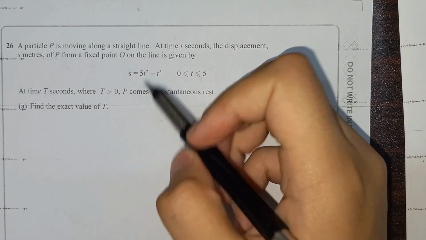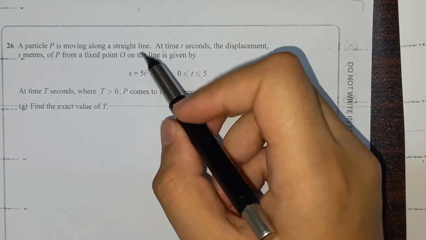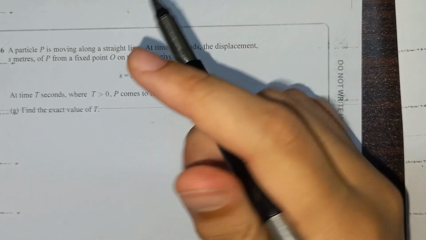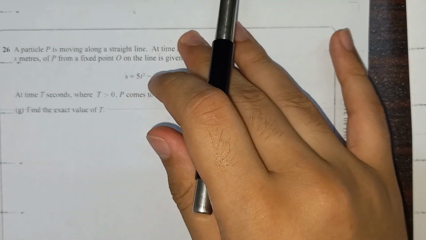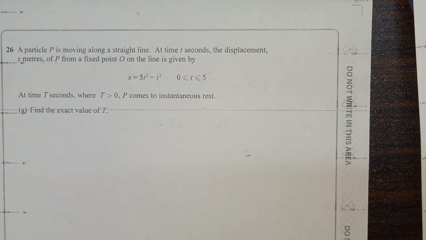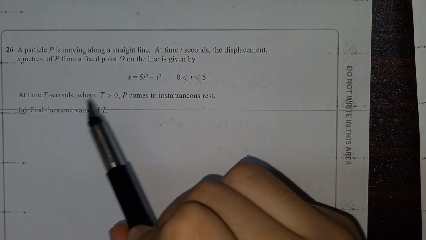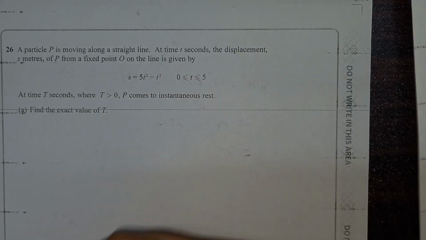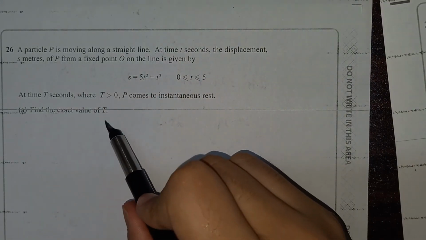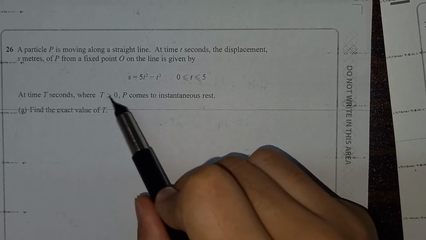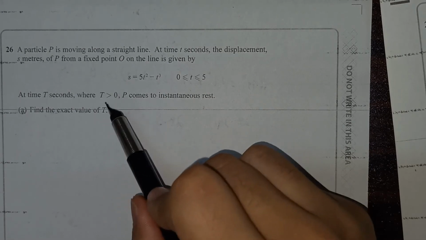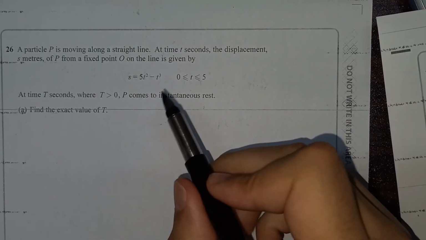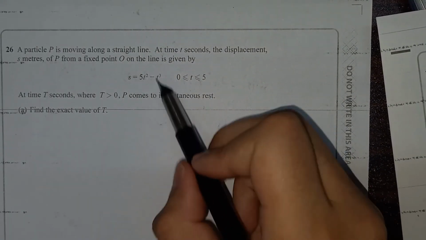Now this is a differentiation question. Whenever you see this, you can easily identify this as a differentiation question by the use of a particle P and this equation. You can see square and cube. Now find the value of t where t is greater than 0, P comes to instantaneous rest. So first you're going to differentiate s.